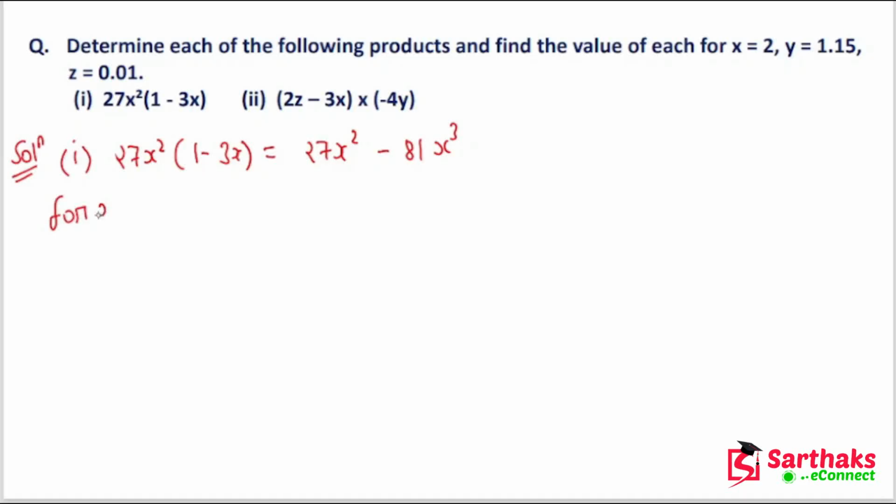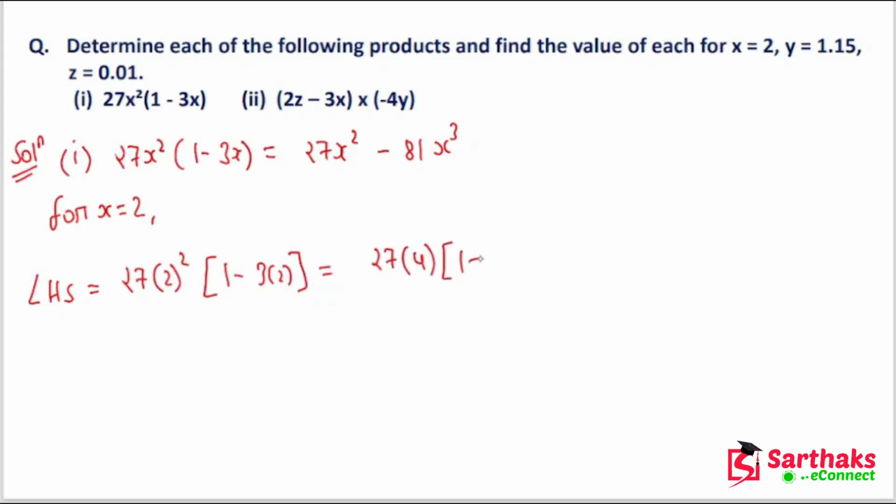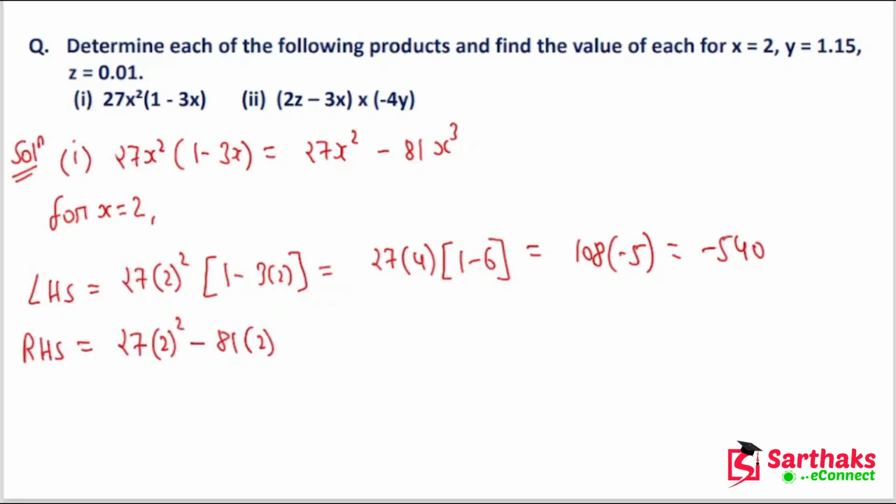Now for x equals 2, LHS is equal to 27 into 2 square into 1 minus 3 into 2. So it would be 27 into 4 into 1 minus 6, right? So 27 into 4 would be 108 into minus 5. It would be minus 540, right? Similarly, what is RHS? RHS equals 27x square, that is 2 square, minus 81 into 2 cube. So 27 into 4 minus 81 into 8.